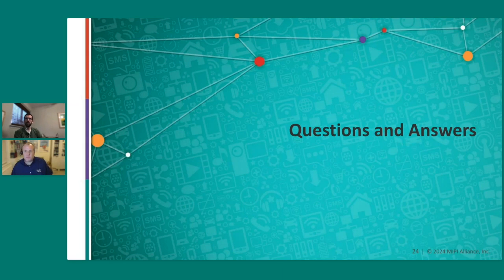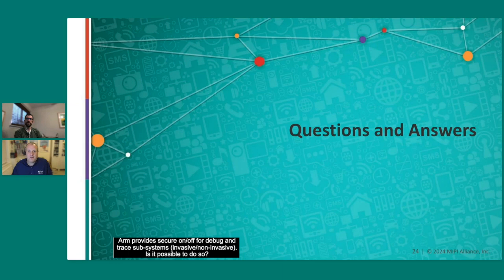It's related to ARM products, but I'll throw it up there. ARM provides secure on-off for debug and trace subsystems. Is it possible to do so? Okay, separated on-off. So you're saying you want secure on-off for debug control and secure on-off for trace independently. It would be similar, I think, to the question and answer we had before.